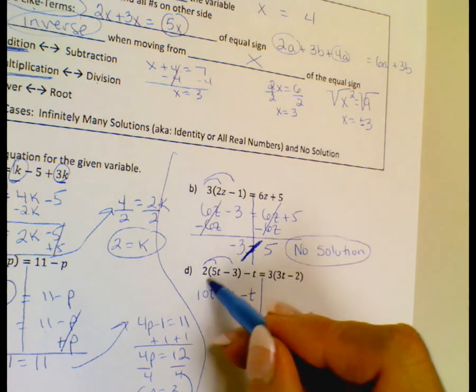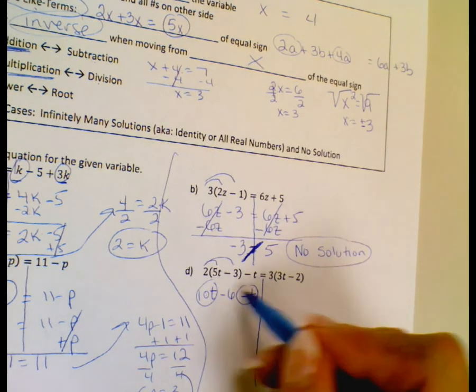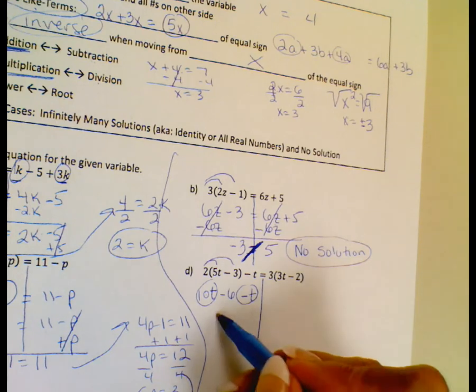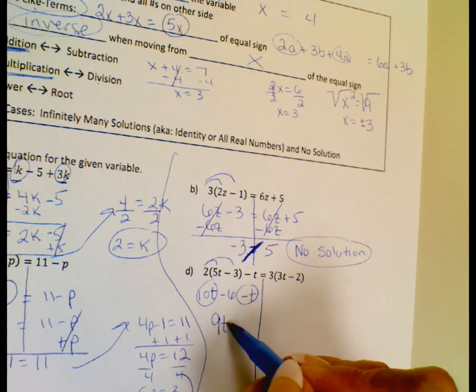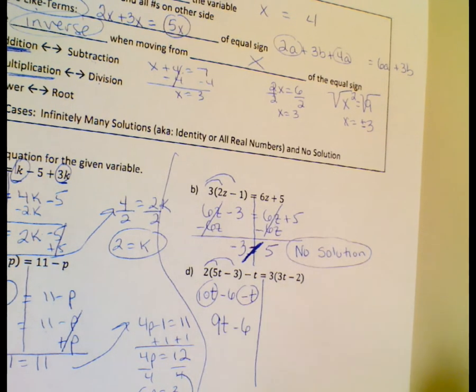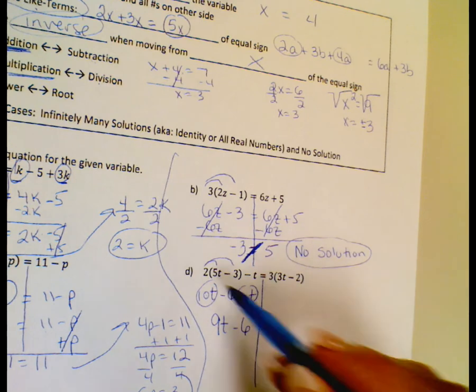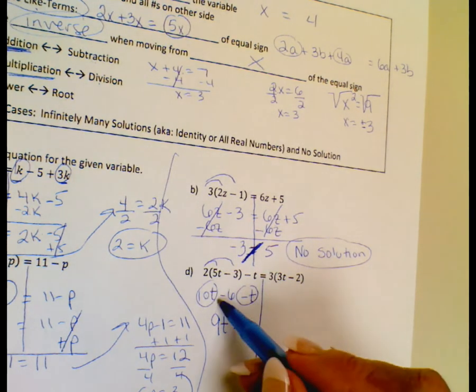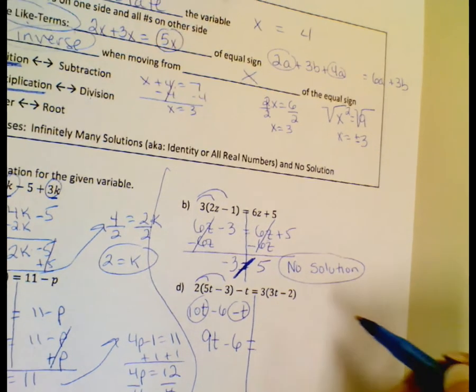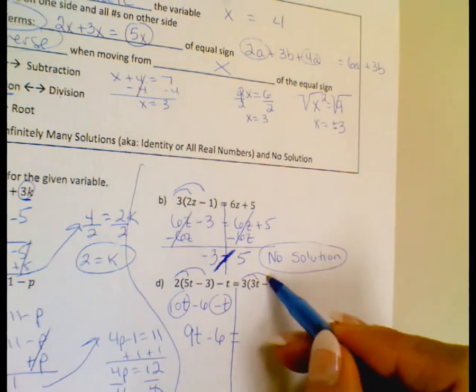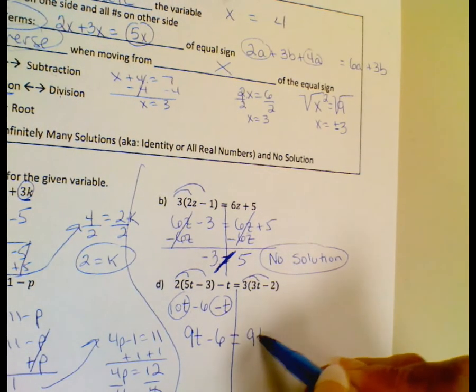So on the left-hand side, if you add these together, what's 10t minus t? That should be 9t minus 6. That side is now simplified. So we distributed and we combined like terms. On the right-hand side, we're going to distribute the 3. That gives us 9t minus 6.